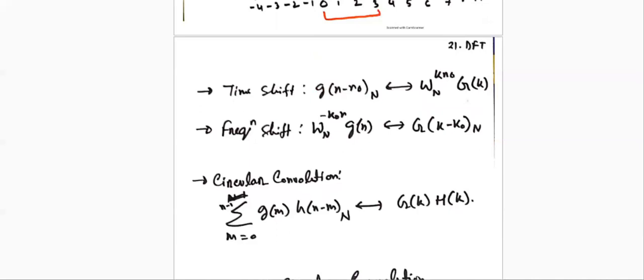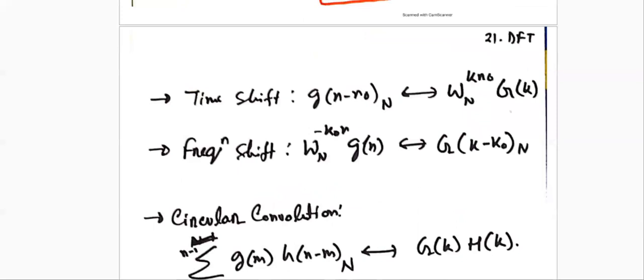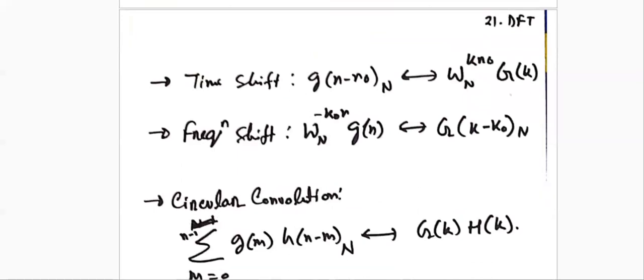Okay, so we were talking about the properties. Another property is the time shifting. We'll talk about the circular shifting with some example again. Time shifting in the time domain will give the phase shifting in the frequency domain. That is exactly like the Fourier transform. Whatever we have learned there, frequency shifting in the time domain will shift in the frequency domain.